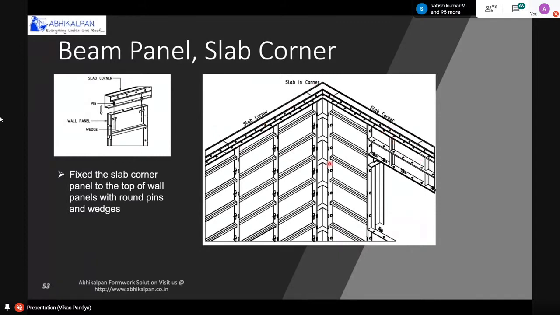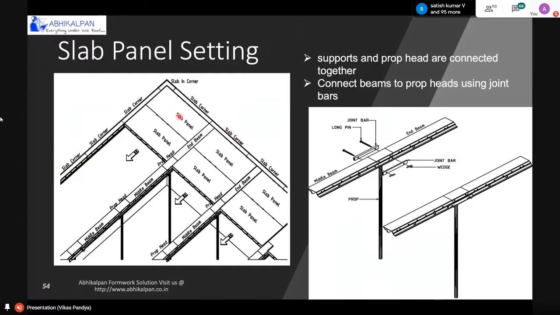After completion of that, we will start with the corner deck panel. After one deck panel is fixed, we will place our middle beam assembly over there, and then we will place the next slab. The same we will repeat for the further slab panels also. As you can see in this picture, there is a connection between the middle beam and end beam with the prop head using the joint bar.